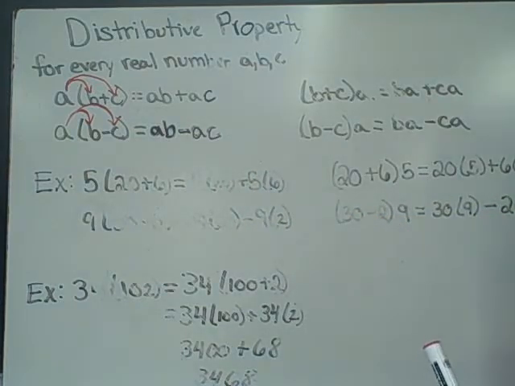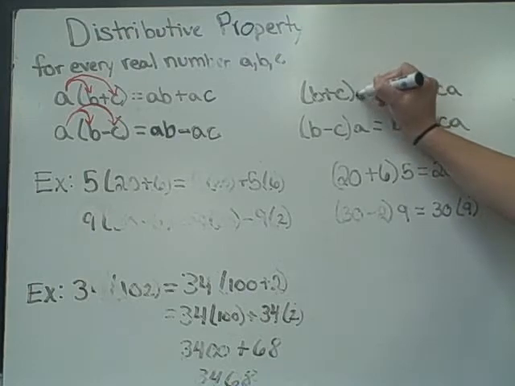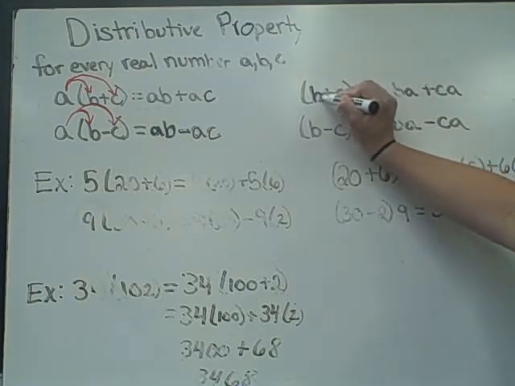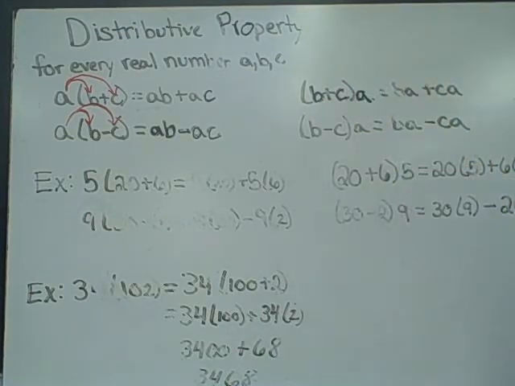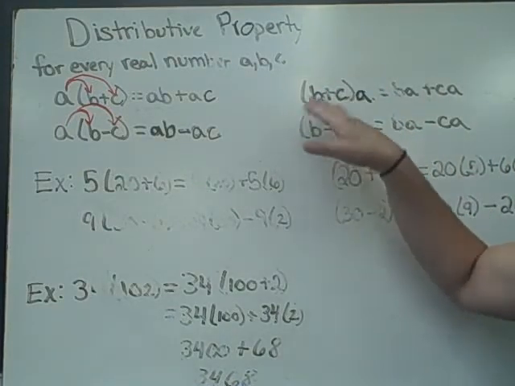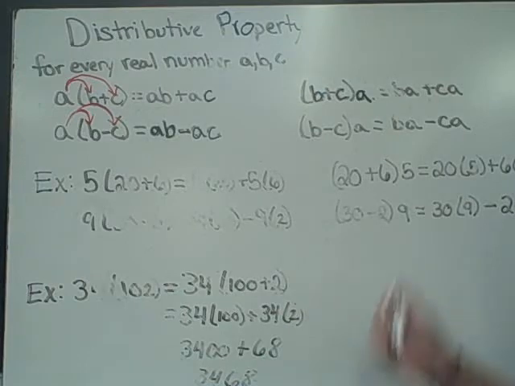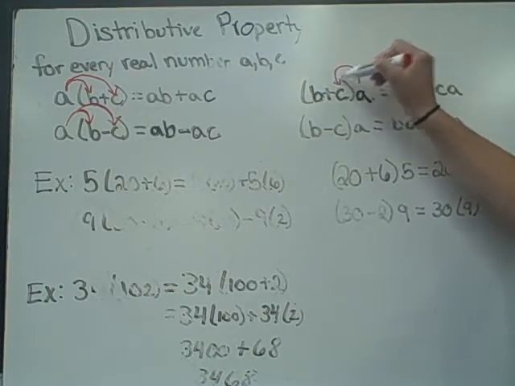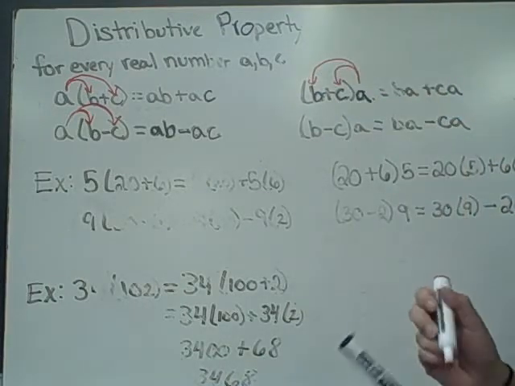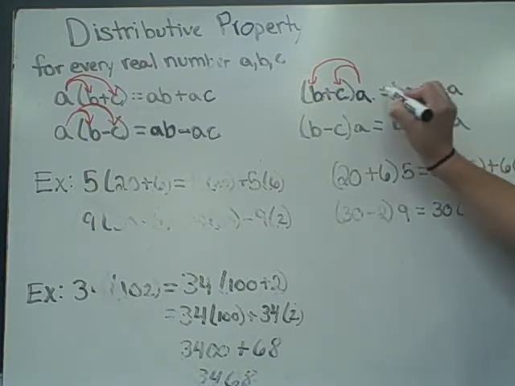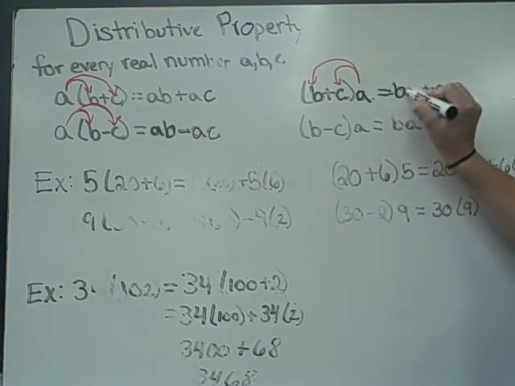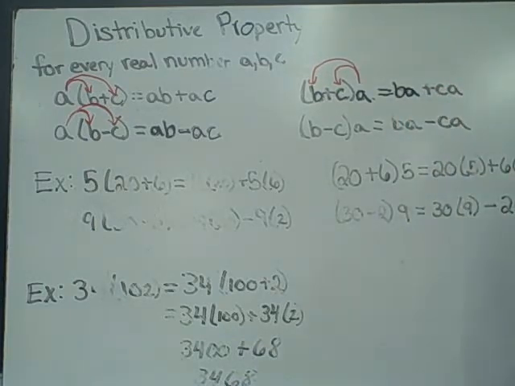Okay. Now it can also be written with the number being multiplied on the other side of the parentheses. It does not make any difference. Okay, we're still multiplying a times b plus c. So you would do the same thing, multiply it by each term, and you would have it equal b times a plus c times a.